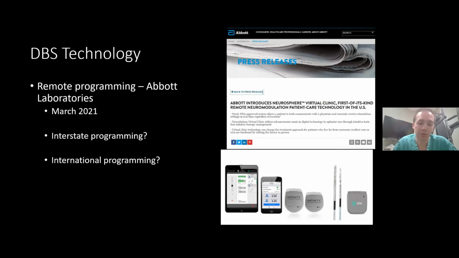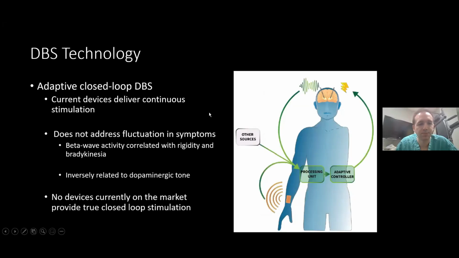And then international programming. We've had a couple of patients come from South America, and we always give them basically the most basic implant they can, because the person down there only can do that programming. But what if we could program those patients? Is that allowed? I mean, we're talking about international boundaries. We just implanted a patient with the same device who lives in Puerto Rico. Is that legal? Is your license good for that? Those are the questions that still need to be answered, because this is such a new technology.